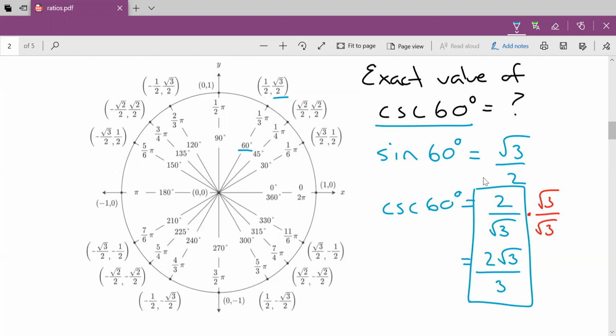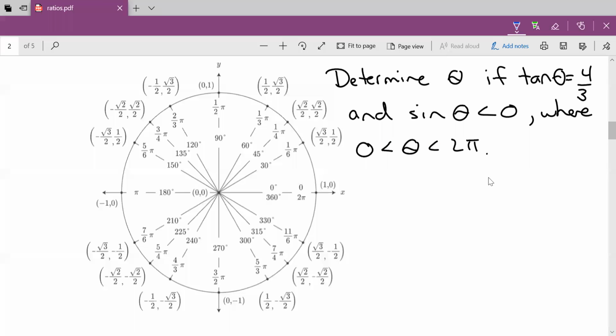All right, one more question for us to look at, and you are good for the lesson. Okay, the last sort of question you're going to see in your homework. Determine theta if tan theta is equal to 4 over 3 and sine theta is less than 0, where 0 is less than theta is less than 2 pi. Okay, this is a very common type of question where we now have to go and think about where are we drawing this on our Cartesian, on our quadrants, right?